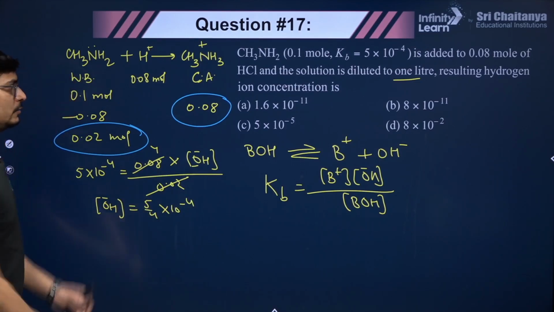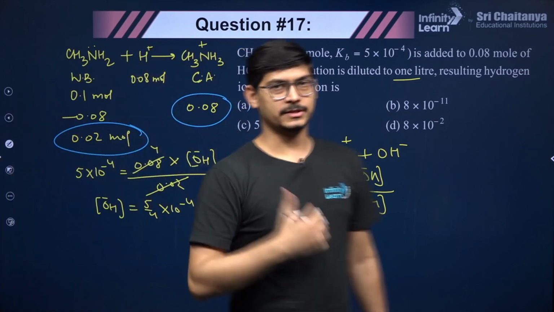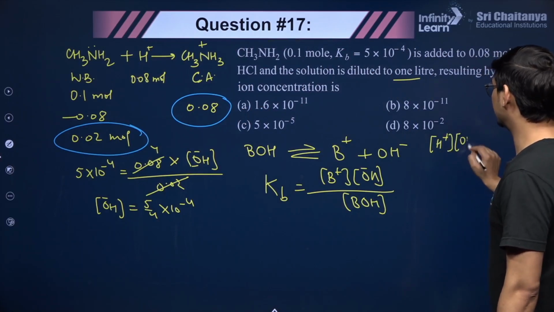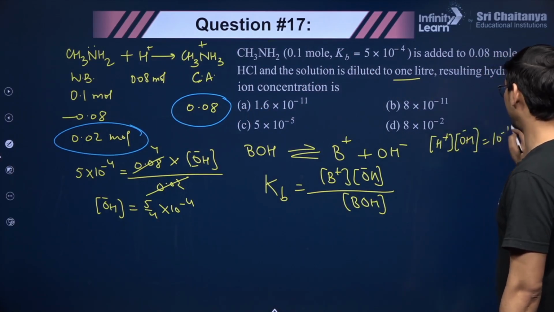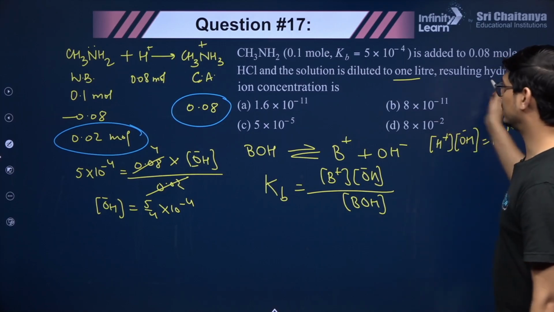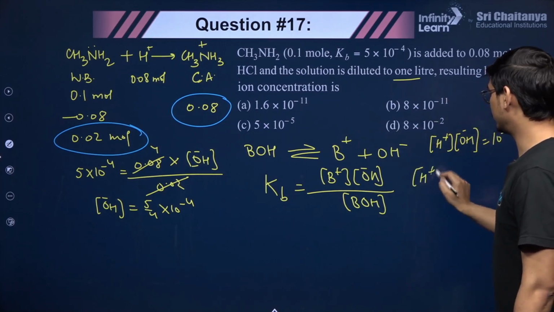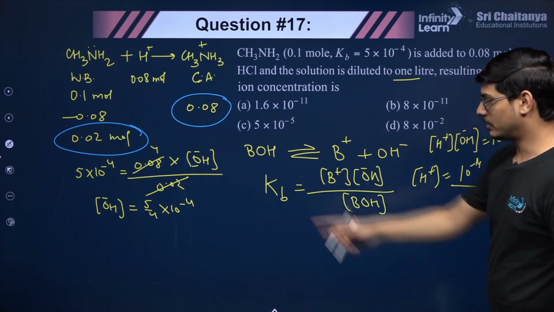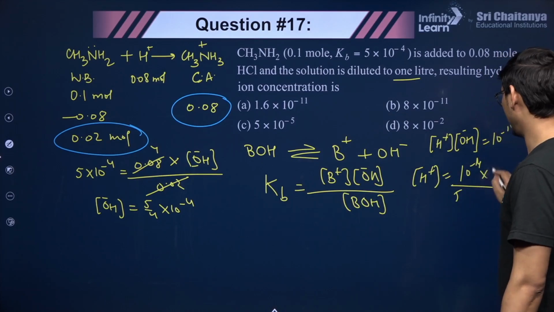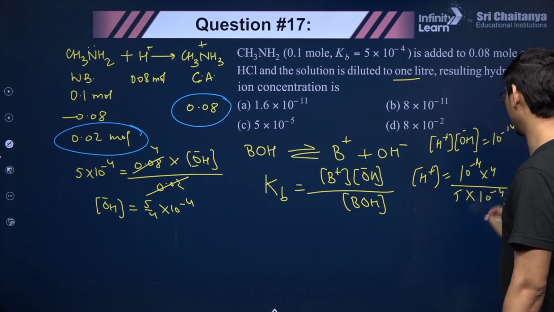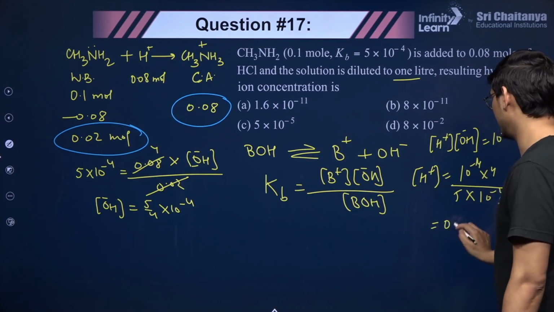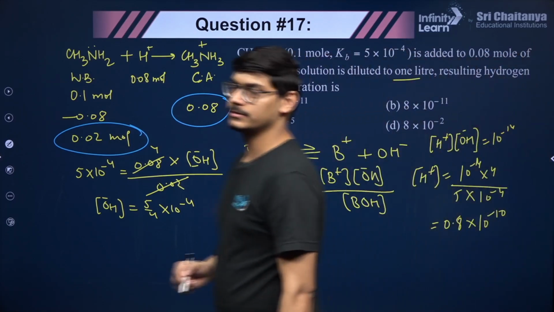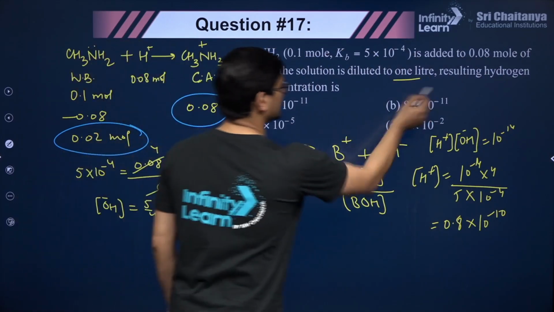Now you know that at 298 Kelvin the product of H plus and OH minus ion concentration is 10 raised to minus 14. The question is, what is the resulting H plus ion concentration? So H plus ion concentration is 10 raised to the power minus 14 divided by hydroxide, which is 5 by 4 into 10 raised to the minus 4. So this is 0.8 into 10 raised to the power minus 10, or 8 into 10 raised to the power minus 11. So that is the answer that you will get.